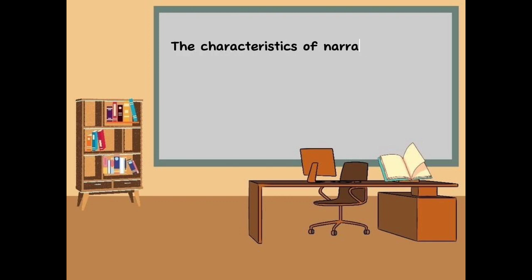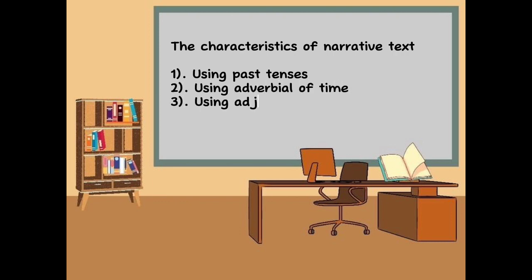The characteristic of narrative text. Number 1, using past tense. Number 2, using adverbial of time. Number 3, using adjectives. And number 4, using noun process.